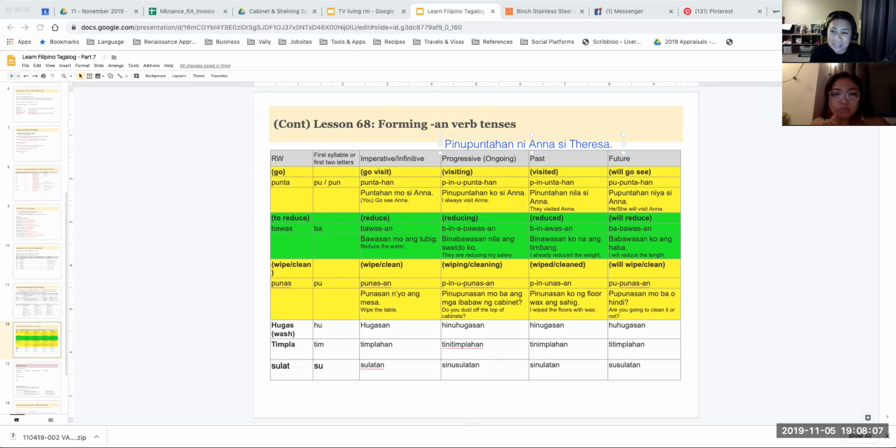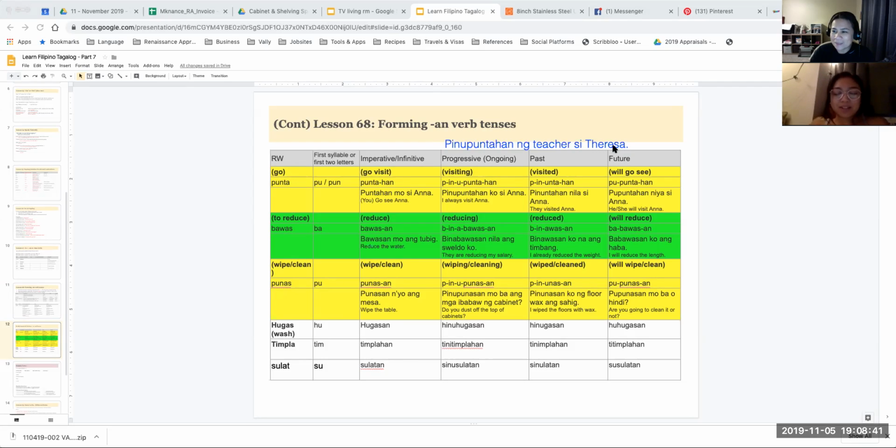Let's say Ana is a teacher. Let's remove this ni Ana, and use ng teacher, si Teresa. So it's the same. We still use the noun case. Si Teresa ang focus natin and the teacher ang out of focus. The teacher is the one doing the visiting. The focus, Teresa, is the one receiving the visit. Siya yung focus dito.